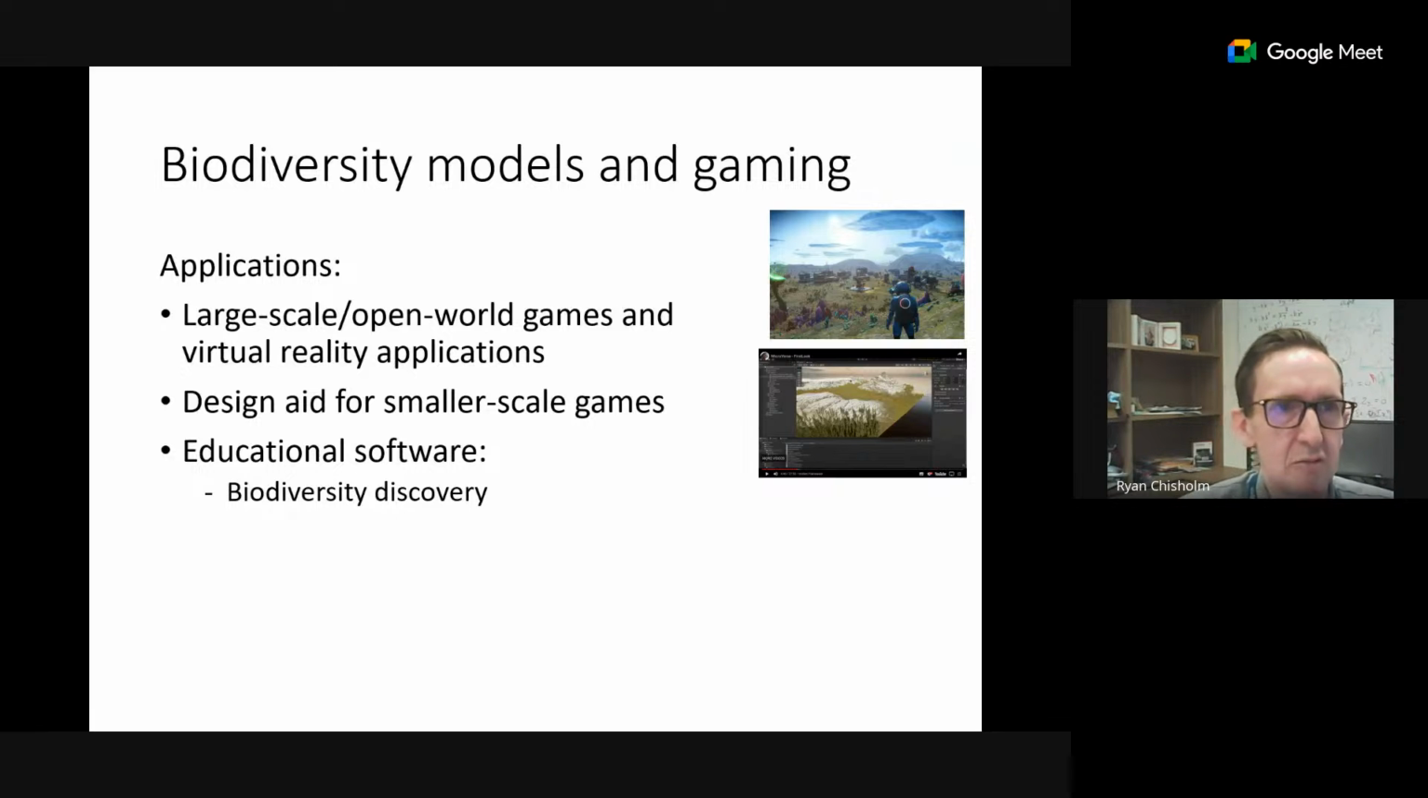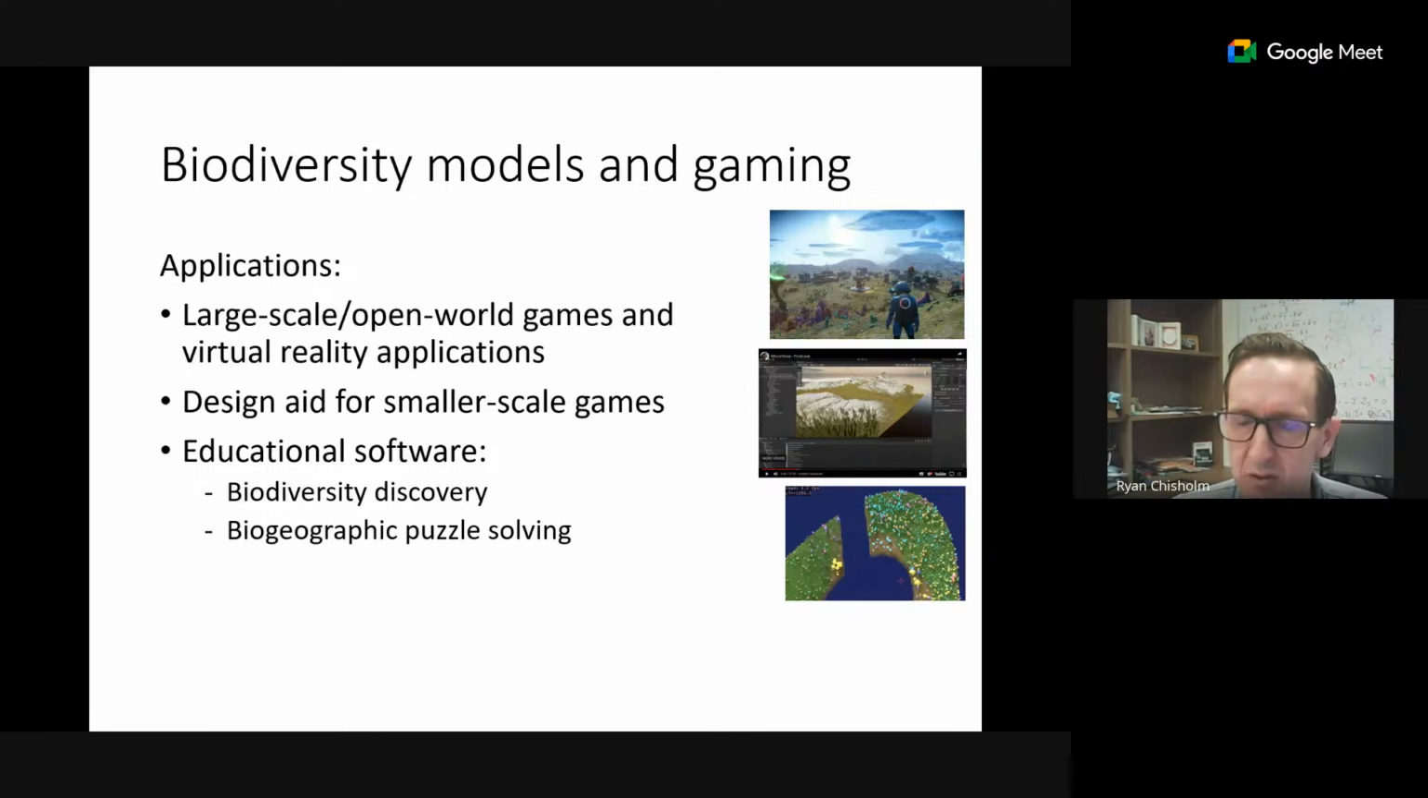Biodiversity discovery. So you could follow in the footsteps of Darwin and Wallace and other early naturalists, and go around the world discovering biodiversity. And that is an element of the game No Man's Sky, but I think it's a bit limited because, as I said, go to a continent on the other side of the planet, you're not going to observe systematic changes in biodiversity.